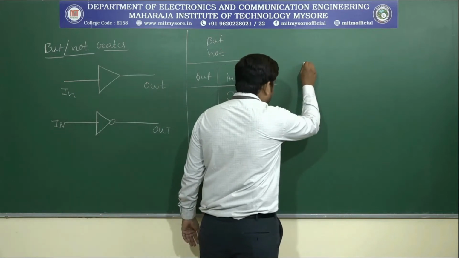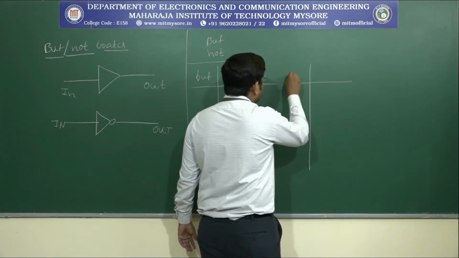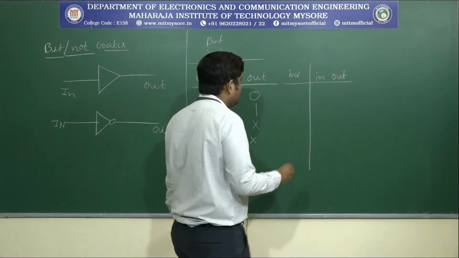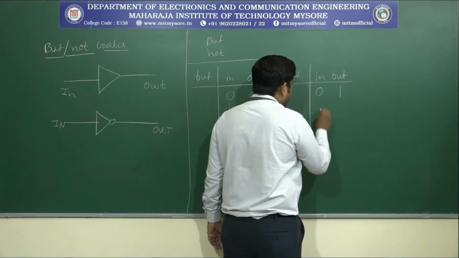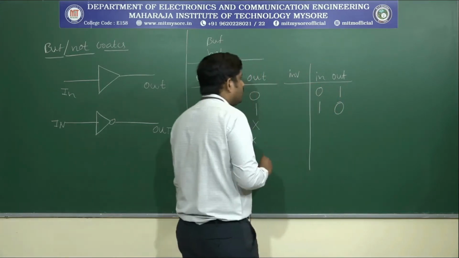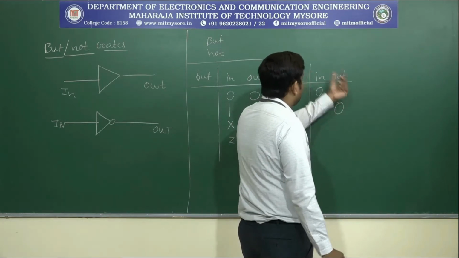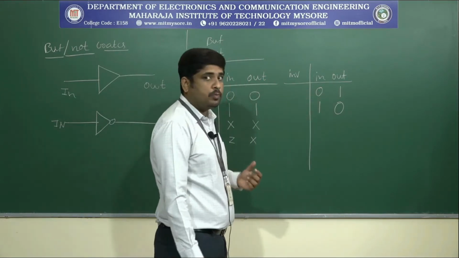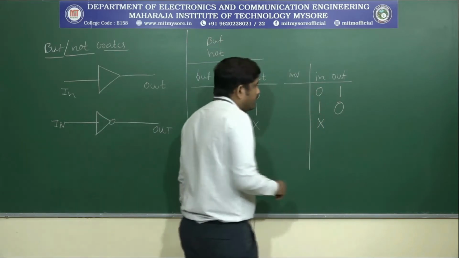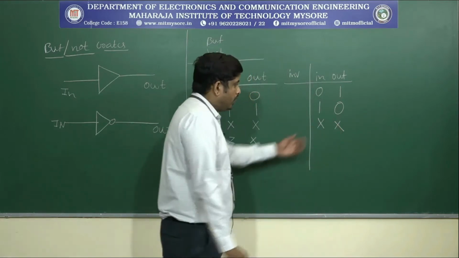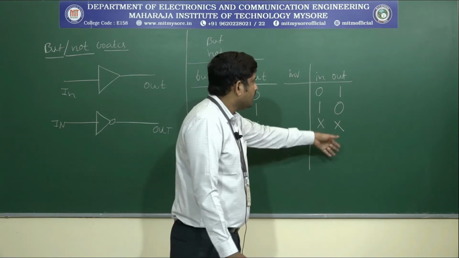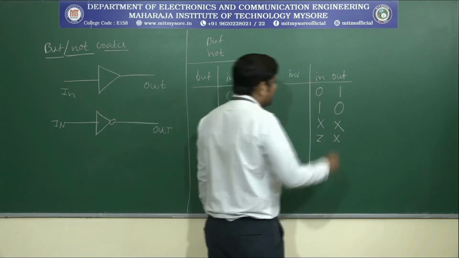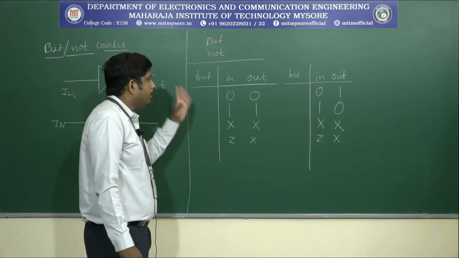Next we have to write the truth table for the inverter. Then in, out. Here first we apply 0, then the output is 1, then we apply 1, then the output is 0. That indicates whatever input you apply, the output is the complement of that input. Then suppose you apply don't care, and at that time the output should be don't care only. Either you apply 1 or 0, there is no change in the in and out. Then suppose you apply Z, then it produces X. This is the truth table for a buffer and inverter.